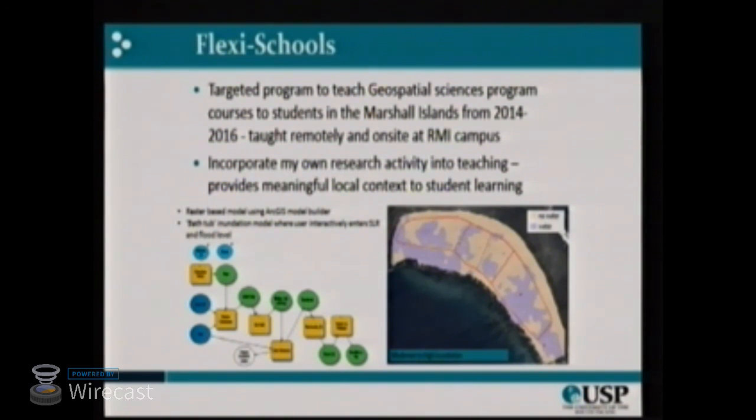I also, beginning in 2014, have been involved in teaching a targeted program of flexi schools in the Marshall Islands, and I will be there later this year to teach the last of 4 geospatial science courses. And in that program, it's both online, in a sense it's blended, it's face-to-face, using video conferencing, etc., really drawing on multiple technologies and multiple forms of engagement from students in order to teach that course.